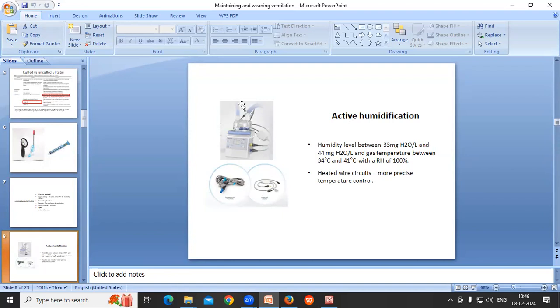For invasive mode, you just need to select invasive mode here. It will show two modes, invasive mode and non-invasive mode. The diagram will be there on the ventilator, on that button. So you need to check which mode you selected, invasive or non-invasive. The red light will come on there.